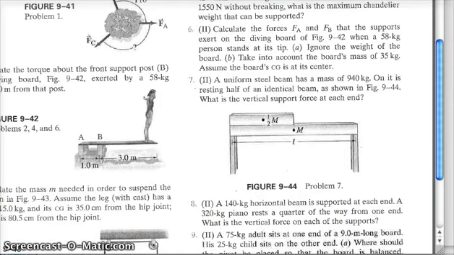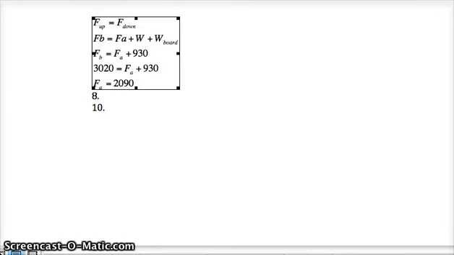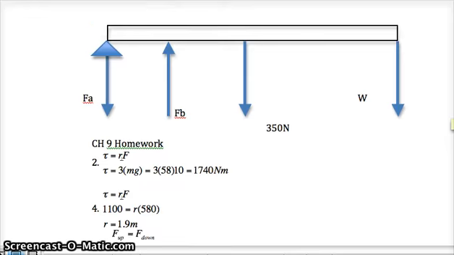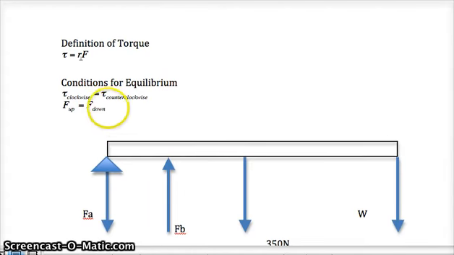Number 8. Number 8, a 140 kilogram horizontal beam is supported on each end. A 320 kilogram piano rests a quarter of the way from one end. What's the vertical force of each of the supports? This is a really similar problem. I won't draw a diagram in the interest of time because I have to try to get this done in 15 minutes. I will copy this though.